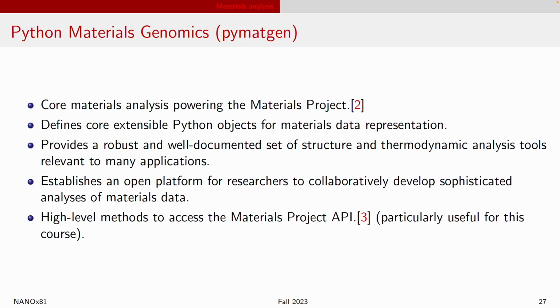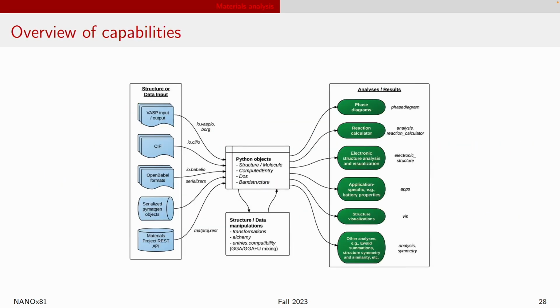Okay, the Materials Project API is basically an application programming interface, or REST interface, for you to actually download data from the Materials Project without having to go through the website and doing thousands and thousands of mouse clicks. Okay, all right. So this is an overview of the capabilities of PyMatGen.